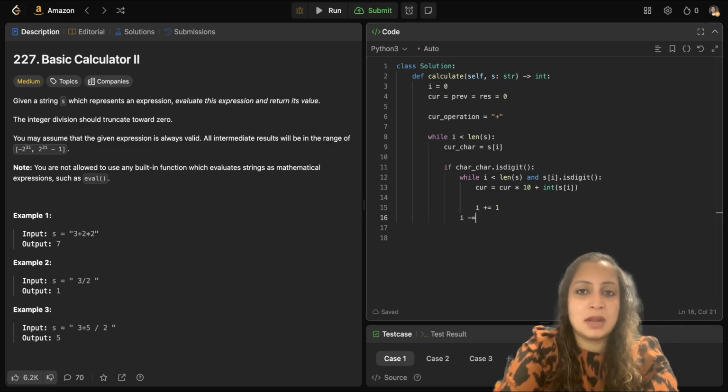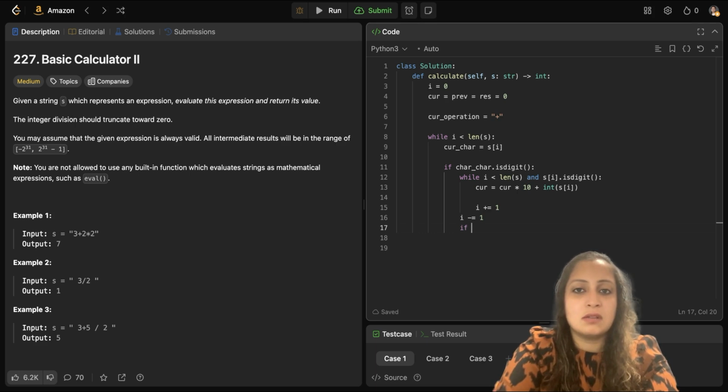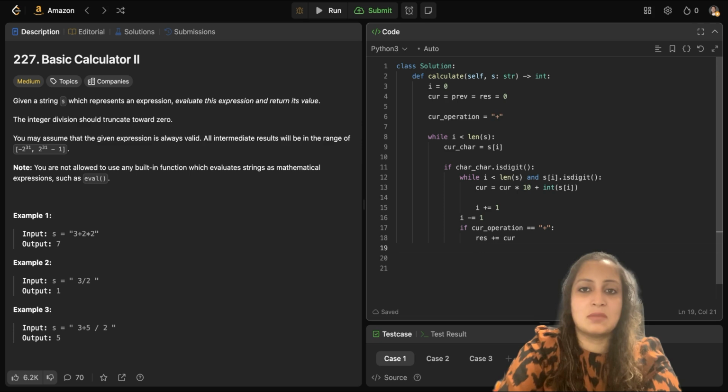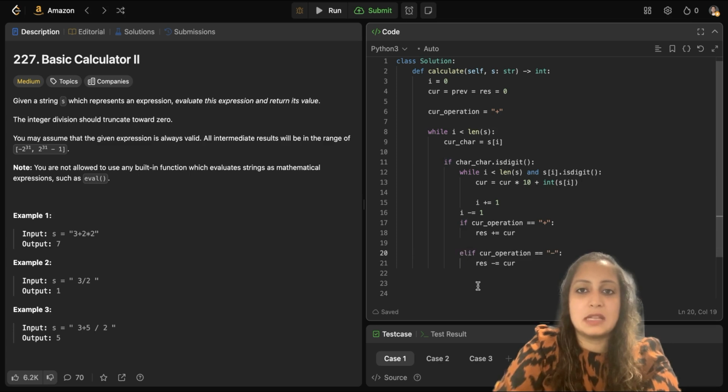So I will do I minus equal to 1 outside the loop so that when the addition gets completed, it's still at the prior digit and it doesn't reach the mathematical operation as of yet. After that, I will use my if condition to check if this current operation is addition. If it is addition, in that case, I will just add the current value to the result and my result gets updated. If current is subtraction, I will subtract the current value from the result. It won't be if here, it would be else if.